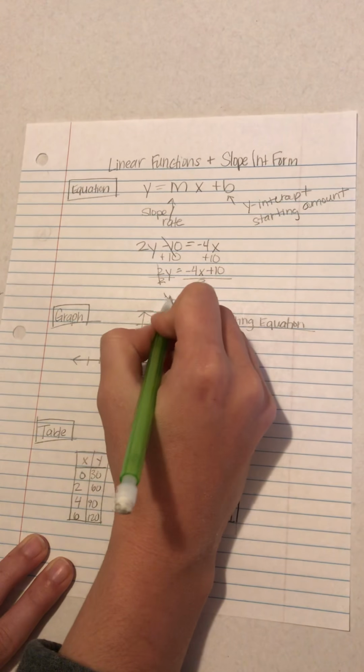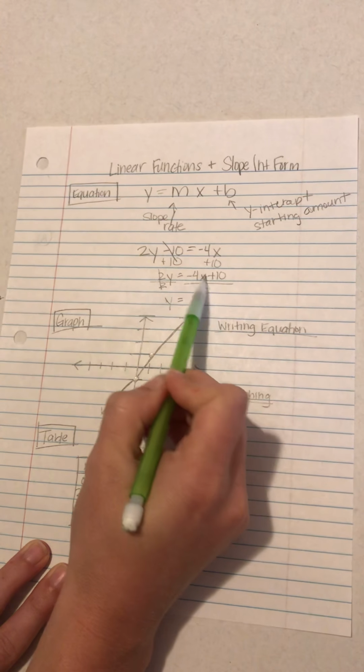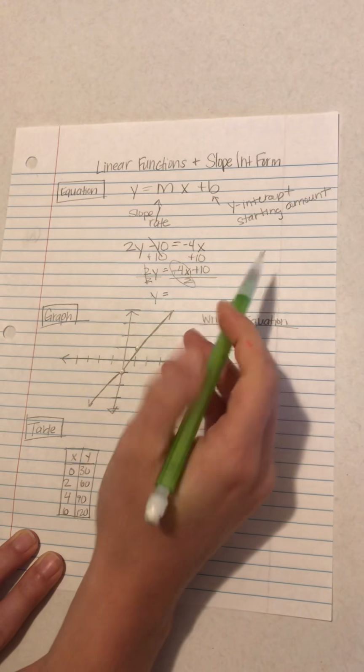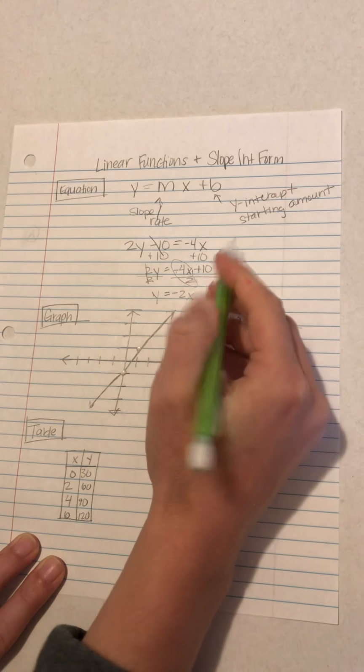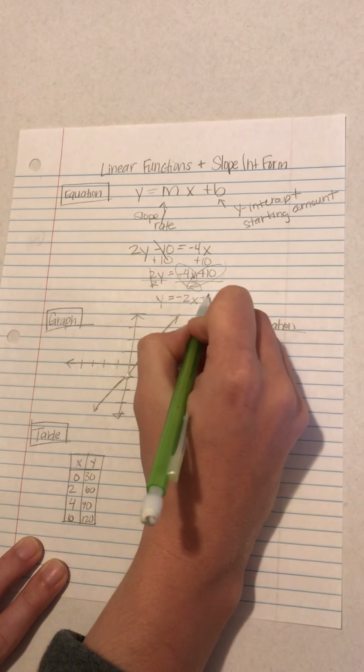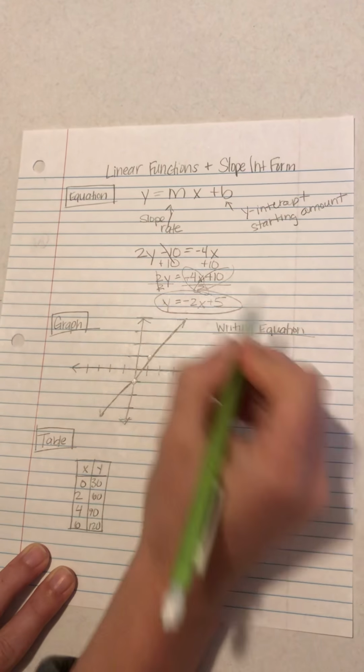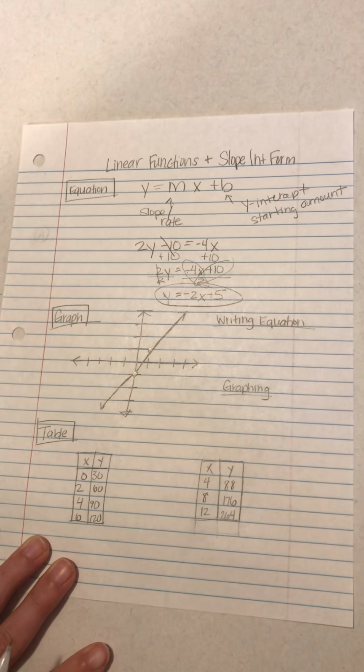They're being multiplied, so we divide by 2. That would cancel. We get y equals, we have to do this. Negative 4 divided by 2 would be negative 2x. 10 divided by 2 would be 5. And we solve for slope-intercept form.